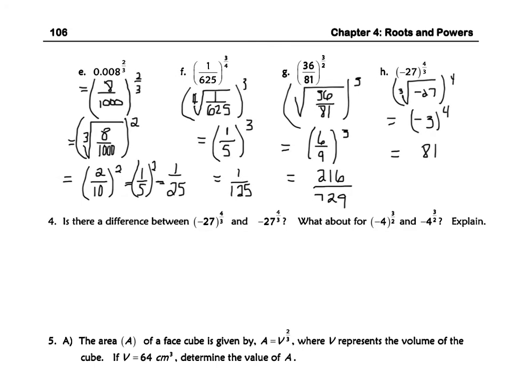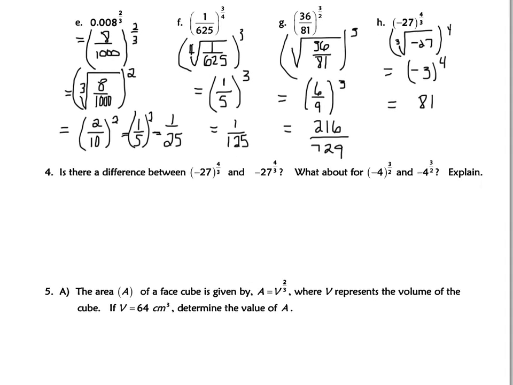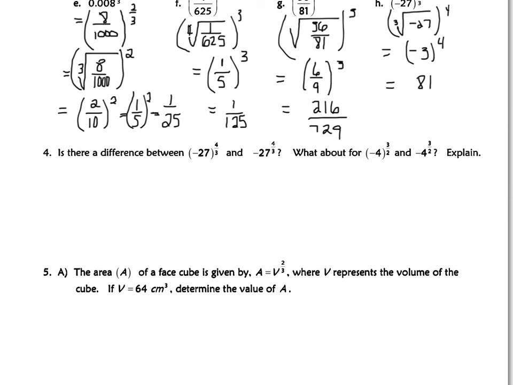Okay, question number 4 asks, is there a difference between negative 27 in brackets to the power of 4 over 3 and negative 27 without brackets to the power of 4 over 3? So let's check. If we take the first one, write down what it is first. So that would be negative 27 in brackets to the power of 4 over 3 equals the cube root of negative 27 all to the power of 4, which is negative 3 raised to the power of 4, and you get 81.